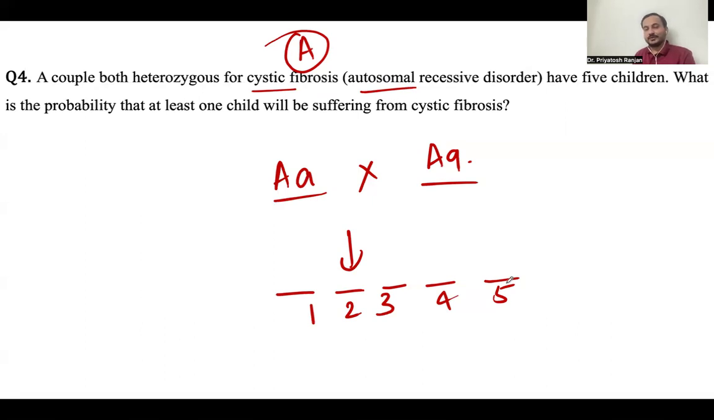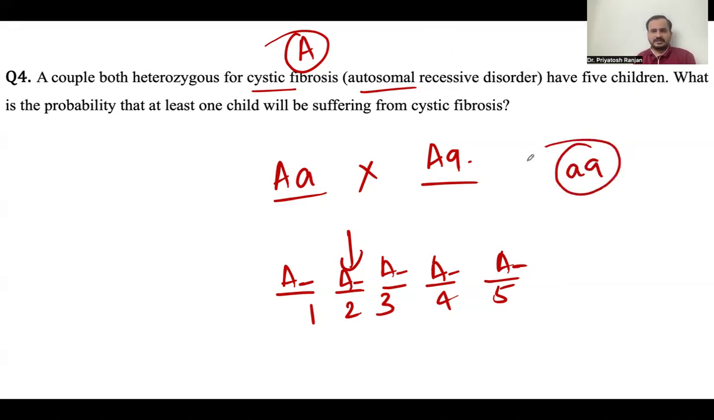Now, the same thing which I did a few minutes back: you can reframe the question. What is the probability that none of the children will be suffering from cystic fibrosis? In that case, each of these offspring has to carry a genotype of capital A dash, capital A dash, capital A dash, capital A dash, capital A dash. Because remember, it's autosomal recessive. If a child is carrying this disease, the genotype is going to be small a, small a.